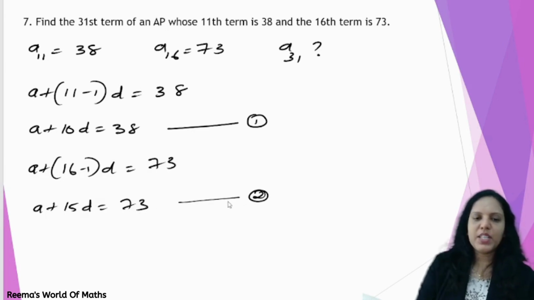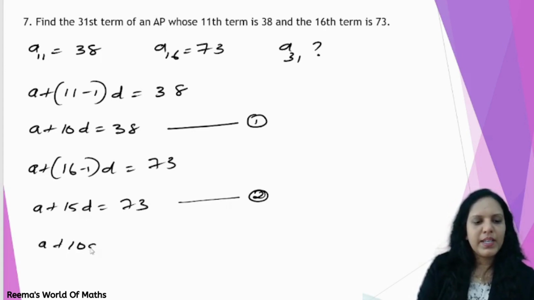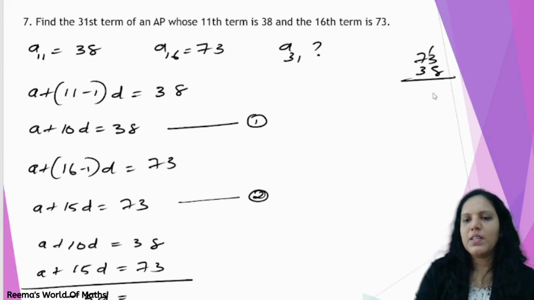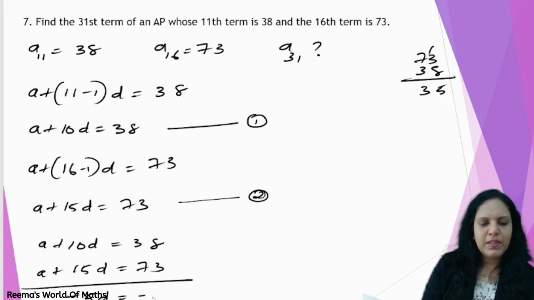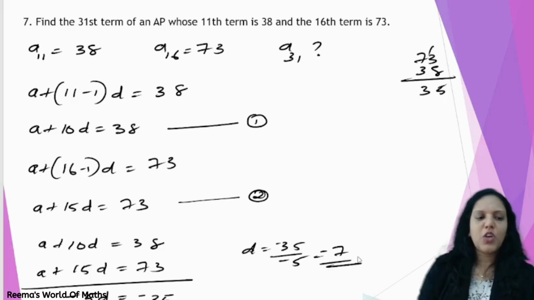Now we can subtract equation 1 and 2. So A plus 10D equals 38 minus A plus 15D equals 73. So we will get minus 5D equals 38 minus 73, so that is minus 35. Correct? So D equals minus 35 by minus 5, D equals 7. So we got the common difference.